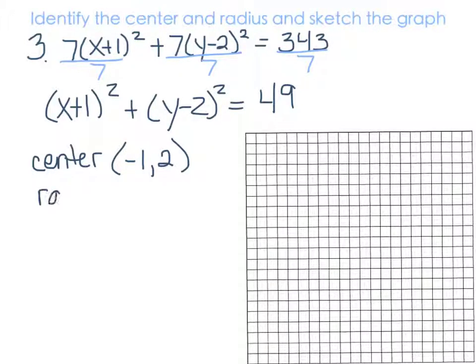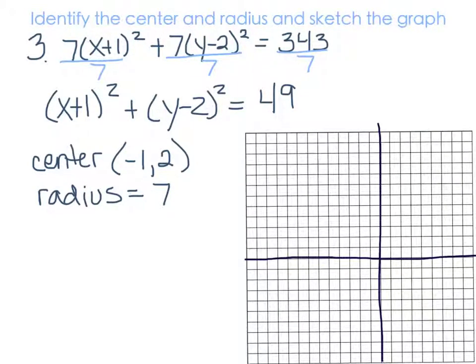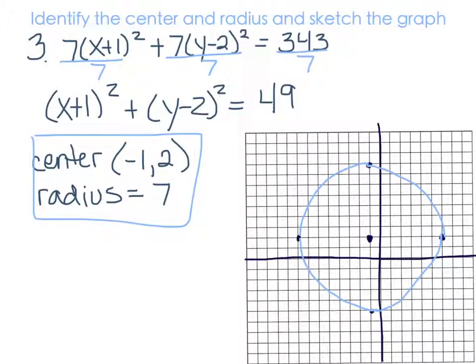And the radius is the square root of 49. And that happens to be 7 units. So we're going to plot this one. It has a center at -1, 2, right here. A radius of 7. So we're going to count 7 in each direction from the radius. And connect the dots as best we can. Okay, almost good. So there you go. That's what you do when you're graphing a circle.